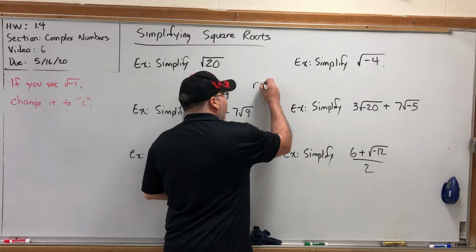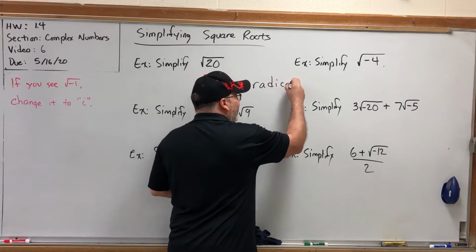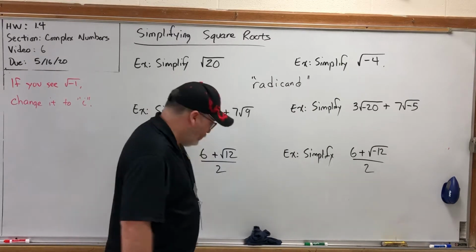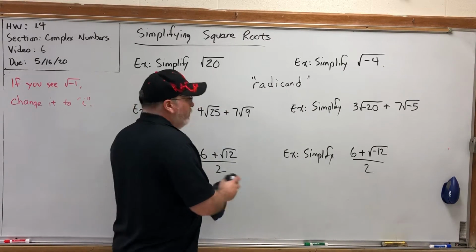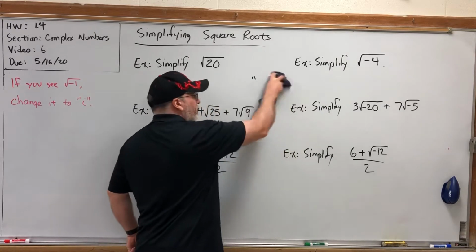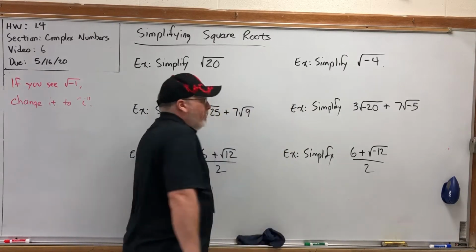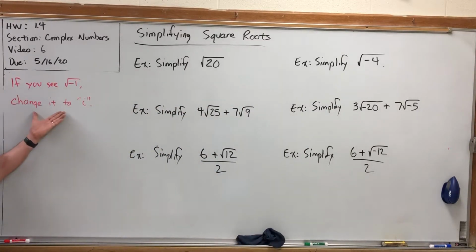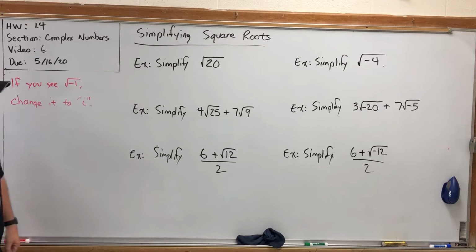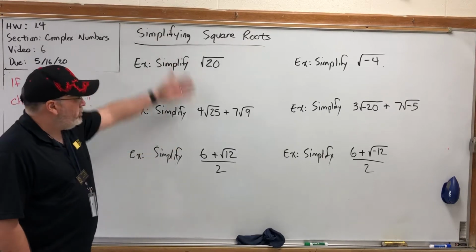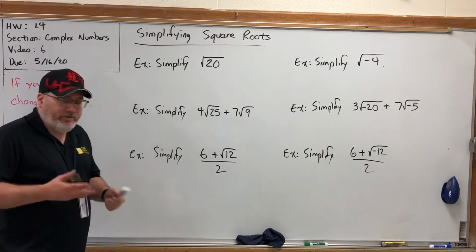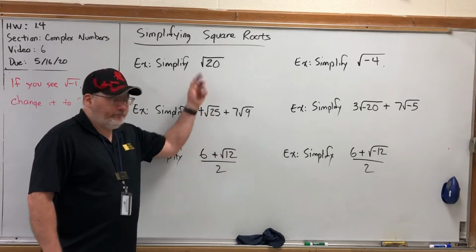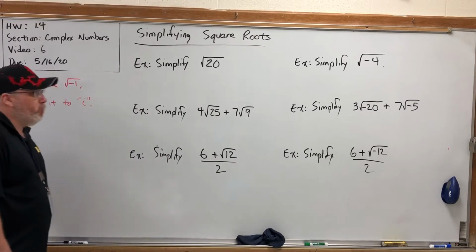The word radicand, R-A-D-I-C-A-N-D, is the word for something under a square root, or something under a radical sign in general, whether it's a square root, cube root, or any other type of root. On these, all of the radicands are negative, and those are going to invoke this statement about seeing a square root of -1 and changing it to i. But before we get to those, let's review some simplifying square root problems involving real numbers, because their radicands are positive. So let's start with simplify the square root of 20.